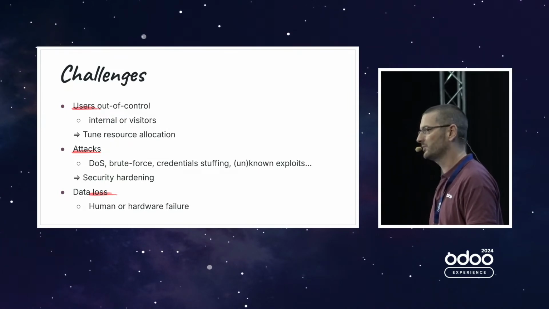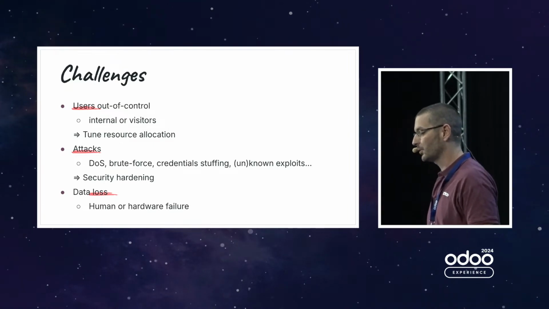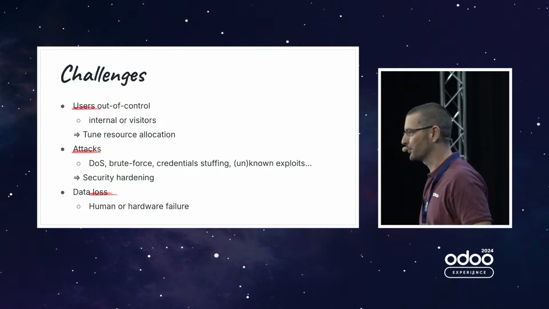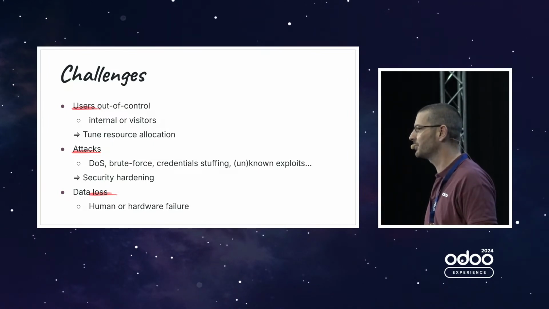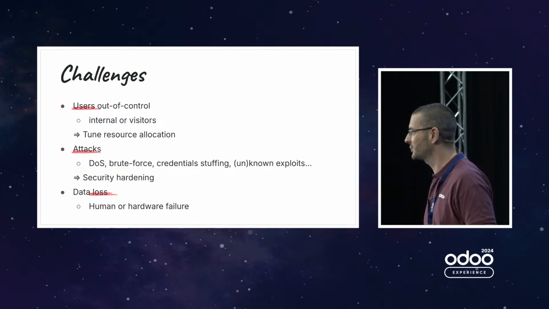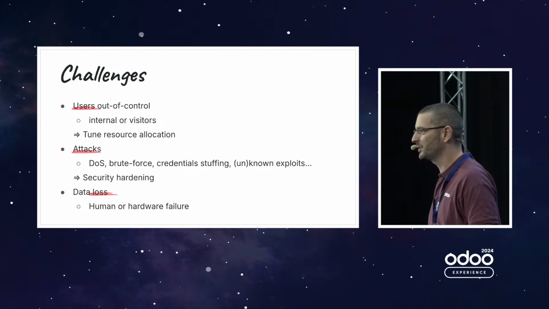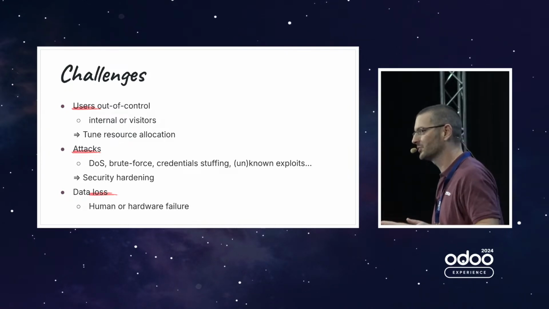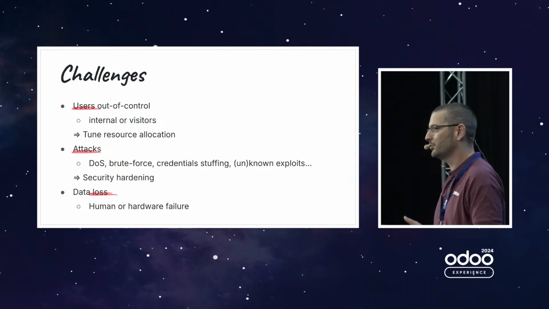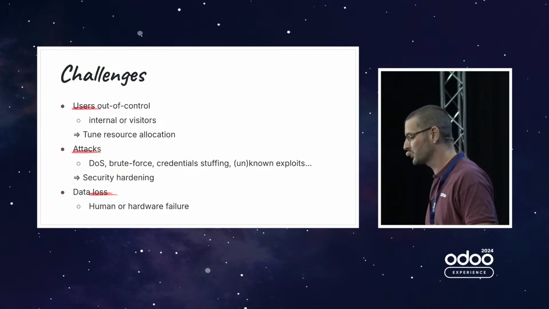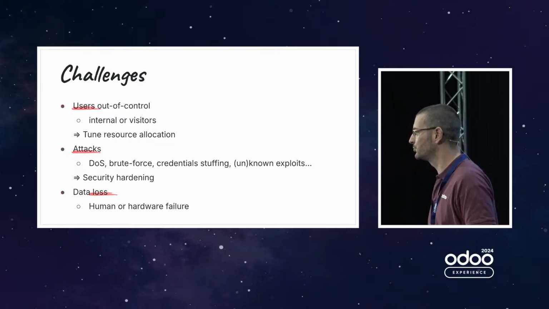The first one is that the users are going to be out of your control. What does that mean? You can have hundreds, thousands of visitors coming at the same time, visiting your website at the same time. You can also have some internal users doing silly things, such as opening 20 tabs and printing 20 heavy PDFs at the same time. You will need to make sure that your installation can handle this kind of situation, and so you will need to tune the resources.